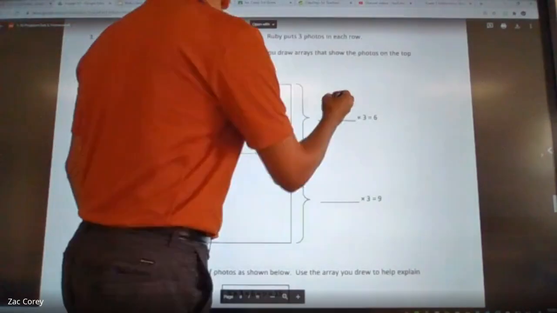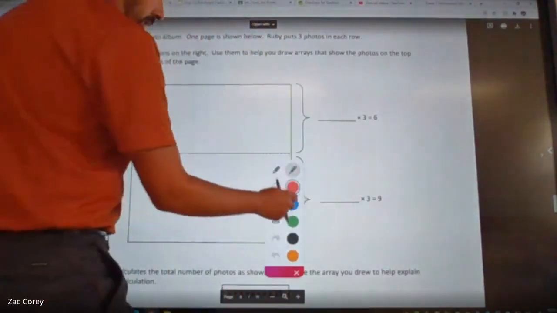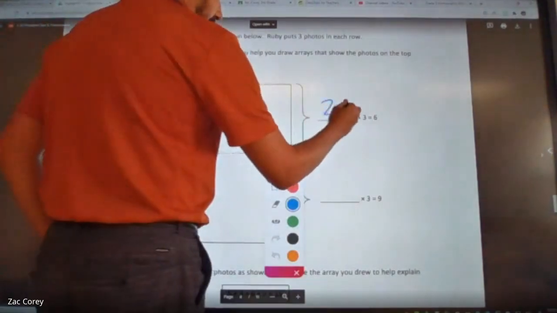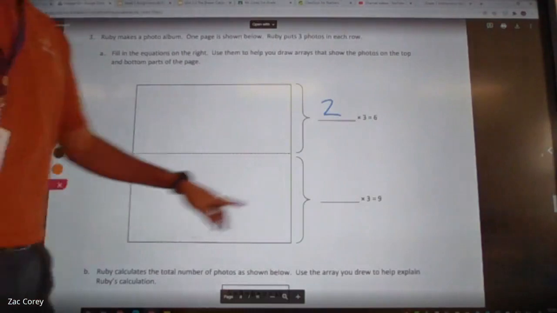So let's go ahead and write. Oh, I need to get my marker up here. Let's go ahead and write 2 right here. Okay. Let's do the same thing down here at the bottom.